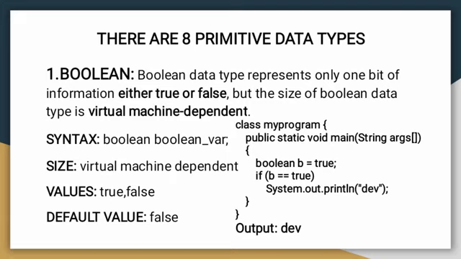This is a small example of Boolean data types, just introduction. Class MyProgram. Public static void main, String args. boolean b is equal to true. If b double equal to true, System.out.println dev. The output will be dev because basically the default value in a Boolean variable is false, but we initialized it with true. And again, if b double equal to true, then print dev, so output is dev. This is brief explanation of Boolean type.